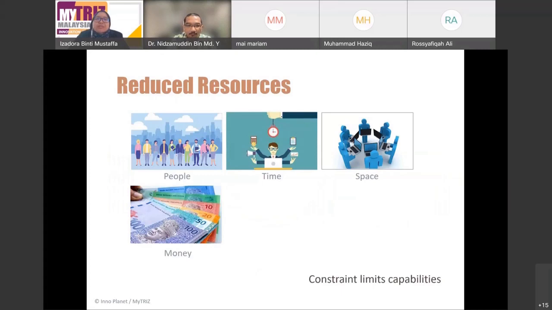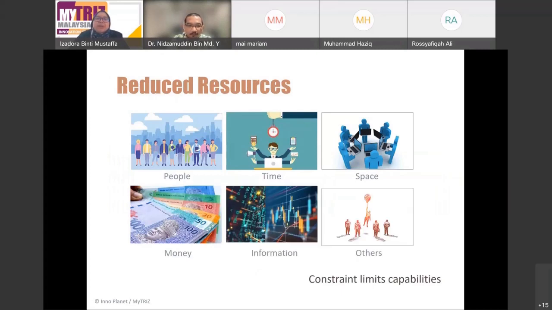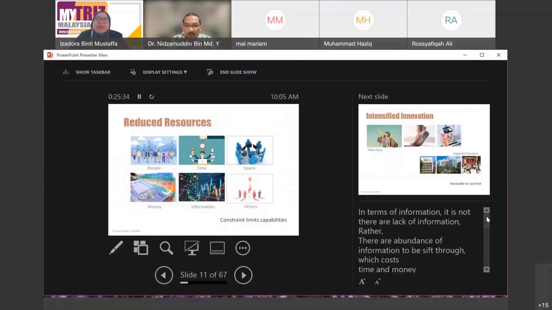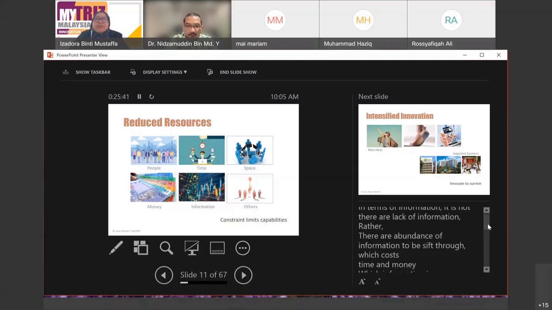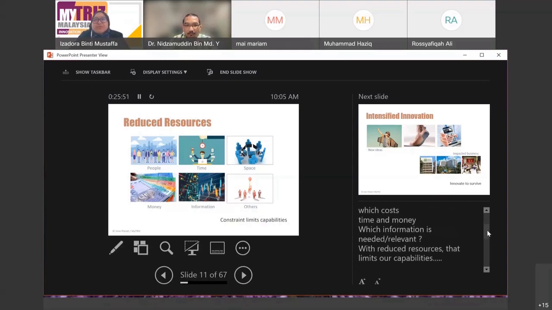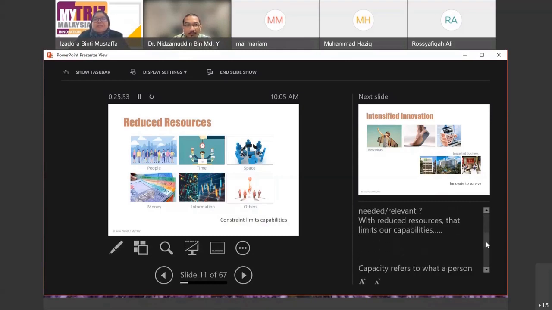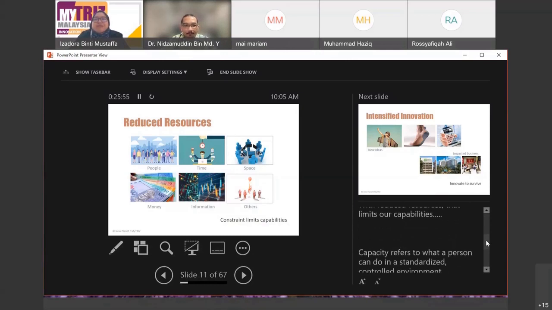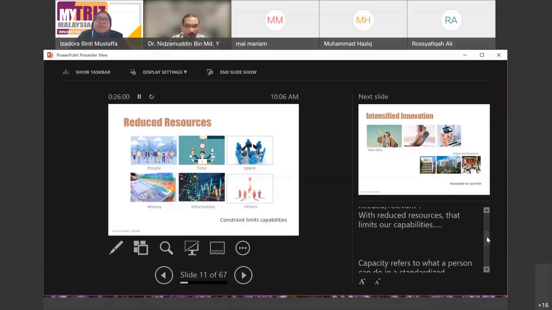And cost and information. In terms of information, there's not much lack of information, rather there is an abundance of information to be sifted through, which costs time and money. And the question that we often ask is, which information is needed, which information is relevant? And with reduced resources, that limits our capabilities in finding the right information, the right knowledge to be relevant to our business.